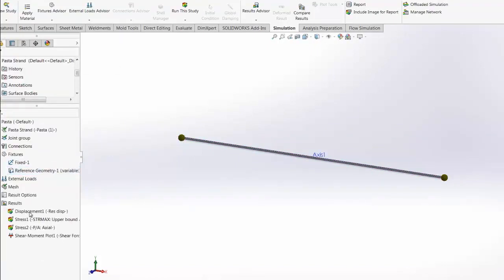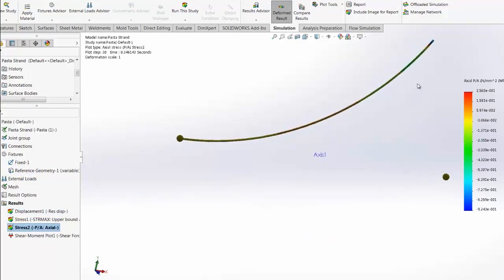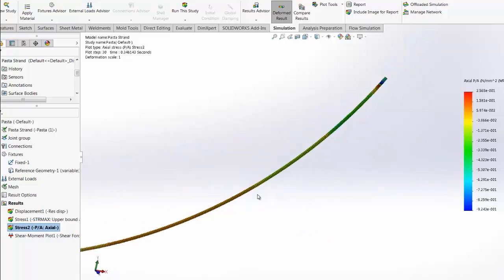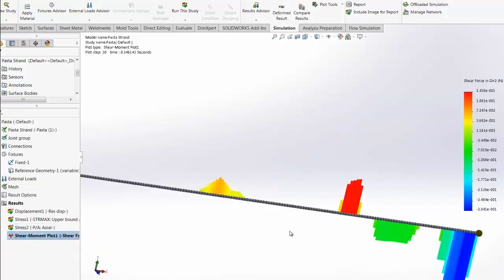Once I run this, I can get a resultant displacement as well as how much stress is built up in the beam. If I look at my axial stress and zoom in on the end, you can see how much stress is built up in that section. About 3/4 of the way from the left, there's a high stress concentration. This is likely where the beam is going to fail. Even more telling is if I take a look at the shear moment plot, I can see elements of high shear where it's likely that the pasta strand is going to break apart.